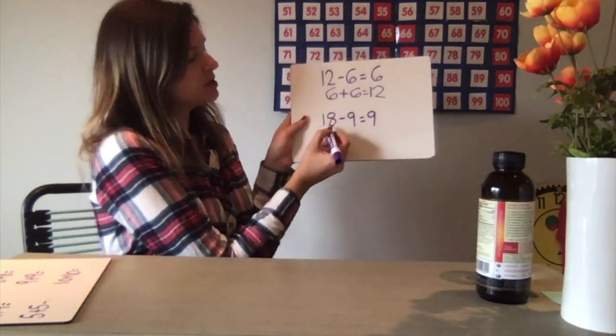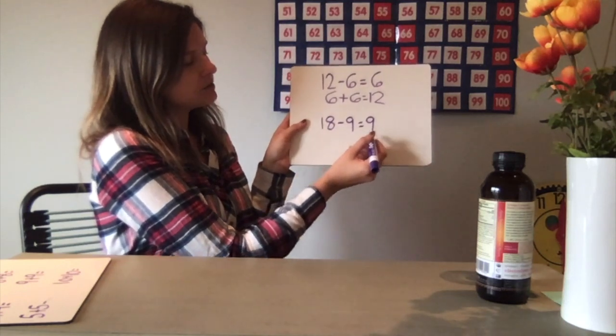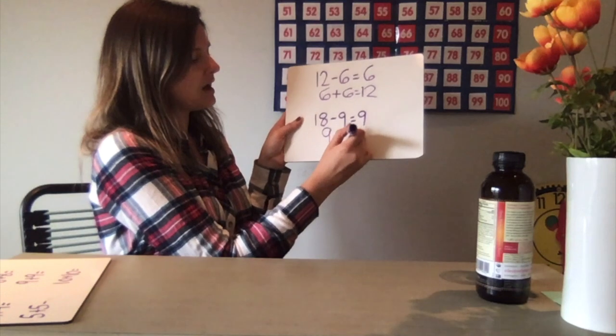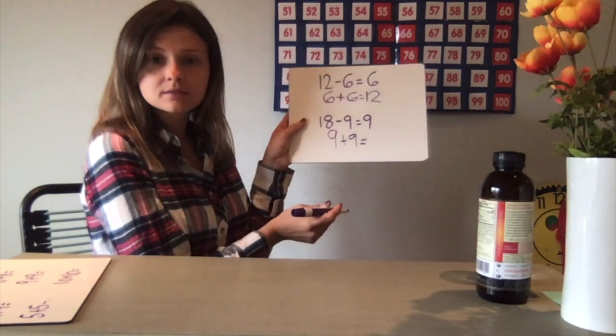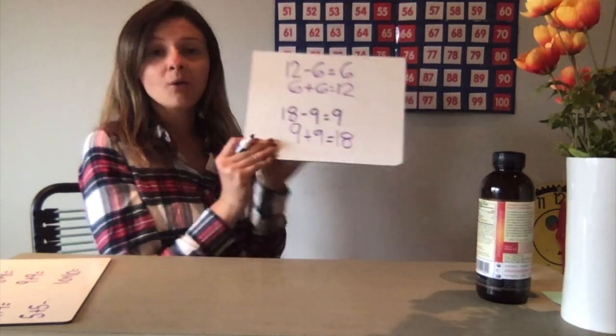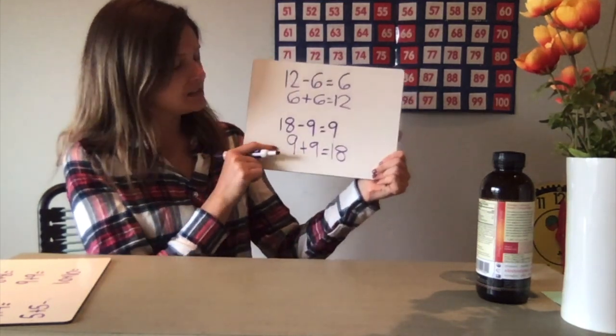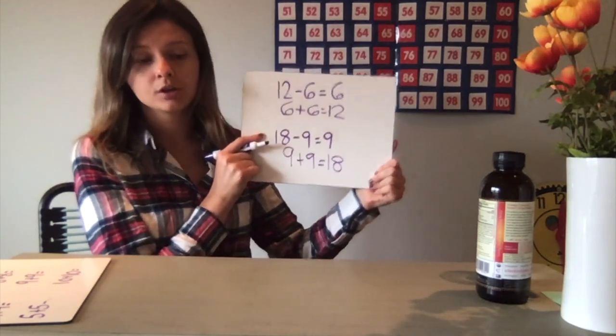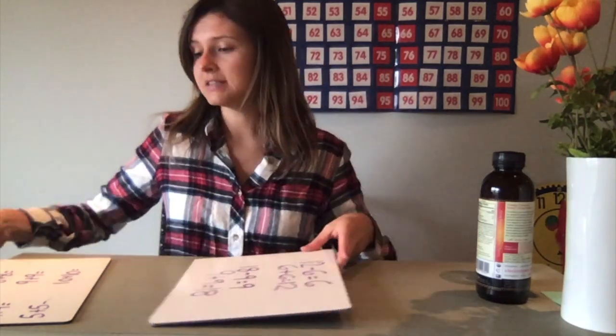Same down here. So 18 minus 9 equals 9. That means 9 plus 9 equals 18. So knowing the doubles facts in addition helps me in subtraction problems too. So I'm going to give you guys a challenge here.